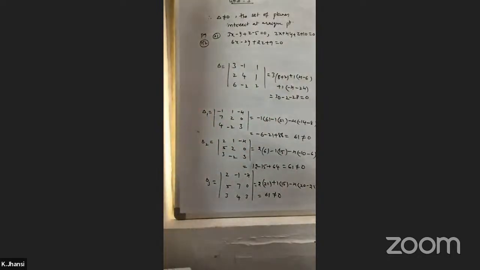So if delta value is equals to 0 and delta 1, delta 2, delta 3 values, two conditions are there. If delta is equals to 0 and the 3 values are also 0, they intersect in a line. If delta equals to 0 and delta 1, delta 2, delta 3 values are not equals to 0, then they form a prism. Okay. So that's why you check even the delta 1 and delta 2, delta 3 values.